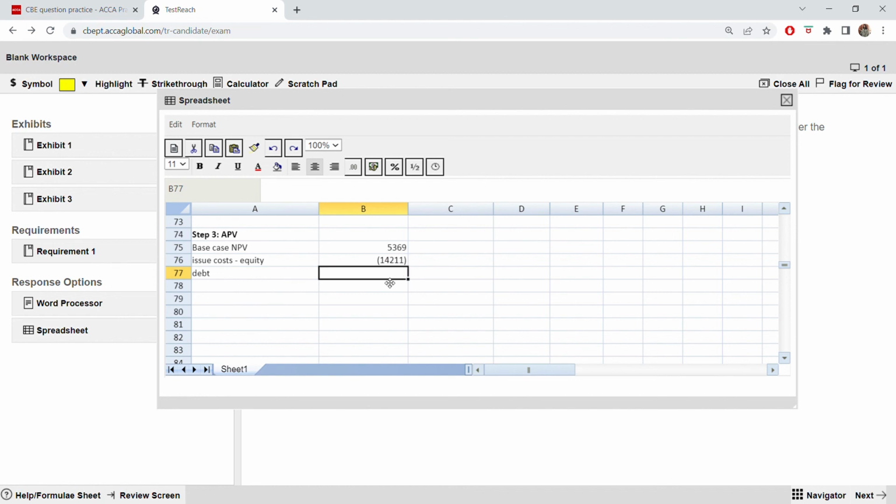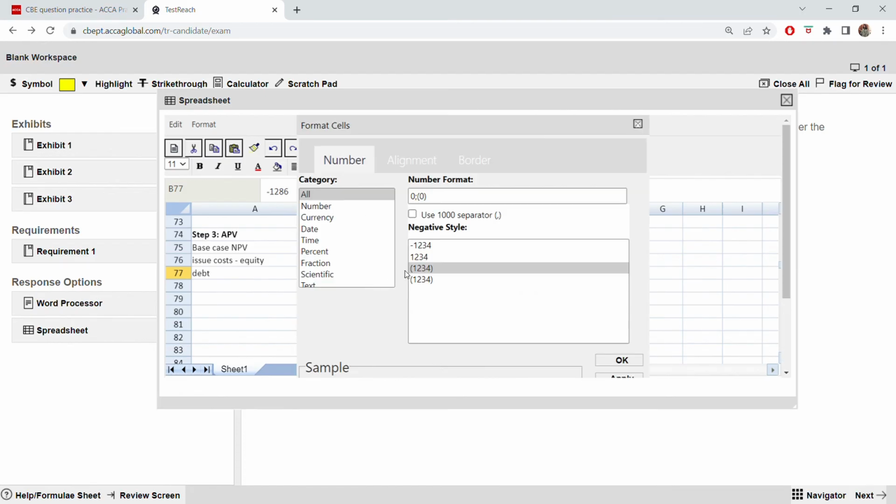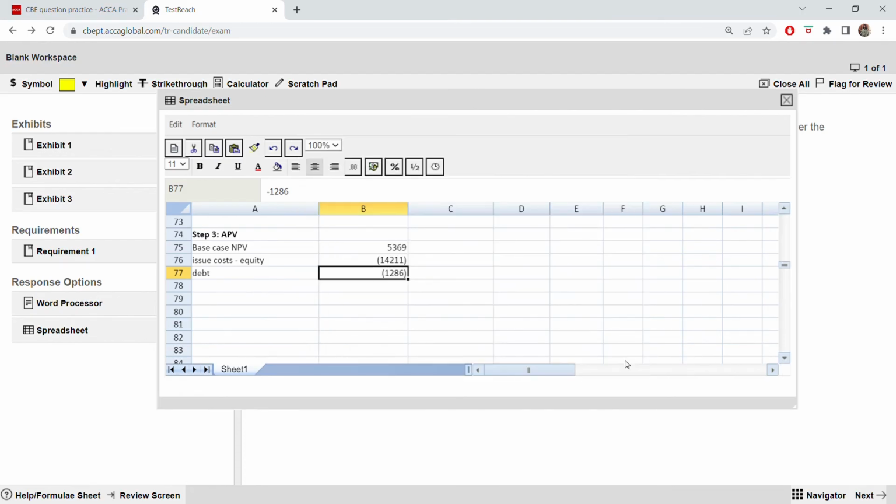Same for debt. But debt I will only put bracket 1286 close bracket. You see what happened? The moment you put bracket, it will take it as a text, not a number. If you wanted to take it as bracket but in number, just put a minus figure next to it. That's it. But you have to format this cell. That cell is not formatted. That's why. Click here. Okay. You have to deduct because they are issue cost.